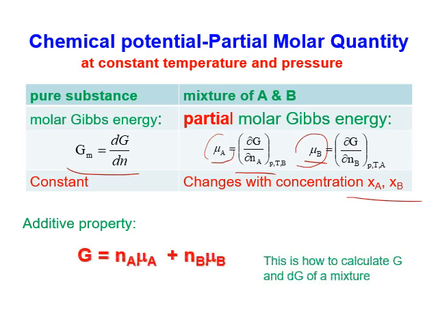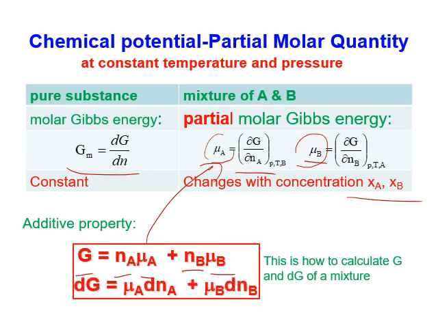So for a mixture, just like the volume is the number of moles times partial molar volume added together, here the Gibbs energy is the number of moles A times chemical potential A, which is the partial molar Gibbs energy of A, plus number of moles B times chemical potential of B. The change of Gibbs energy is the chemical potential of A times the change in number of moles A, plus chemical potential B times the change in number of moles B.